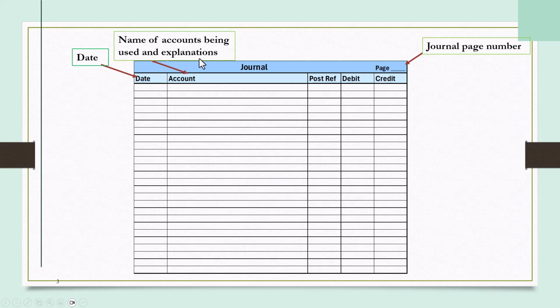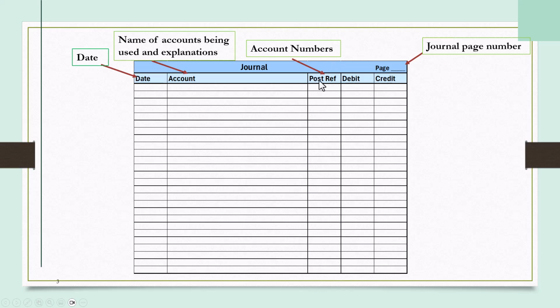It just depends on whether you're learning this in a class, whether your instructor has you put explanations, or if you're using a computer and doing your own accounting, you might put an explanation in the memo line or the description line. And then account numbers would go here.